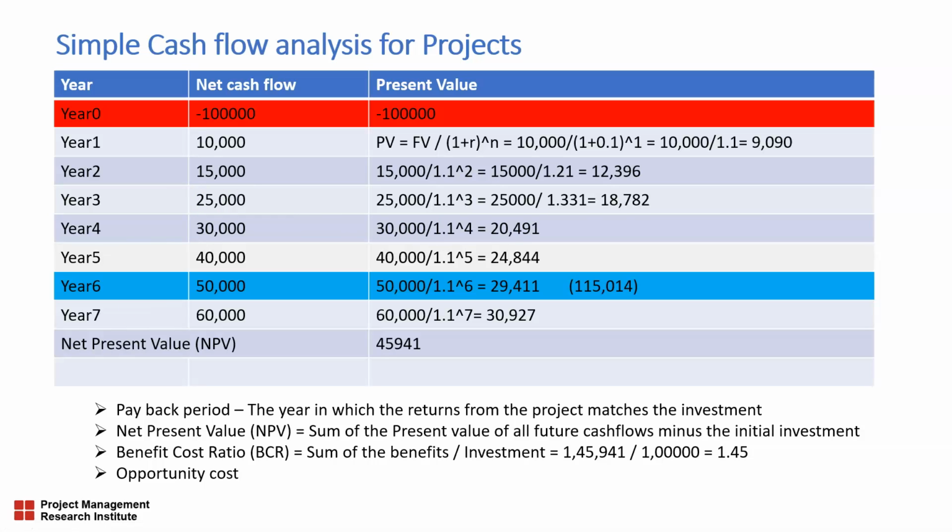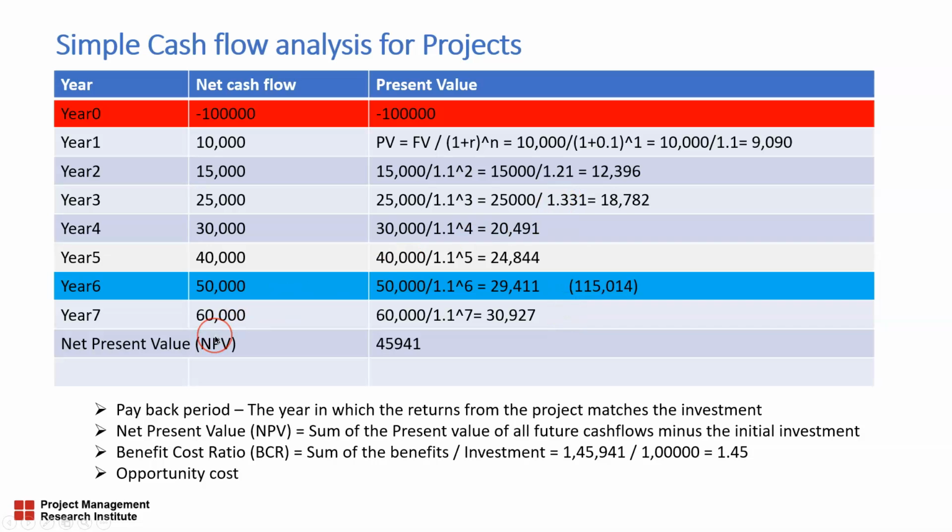And I calculated this till year 7. Because let us assume that for this project it is difficult for me to forecast the cash flow after year 7, because I don't have visibility after year 7. So I've done this exercise of converting the future cash flows into present value till year 7.